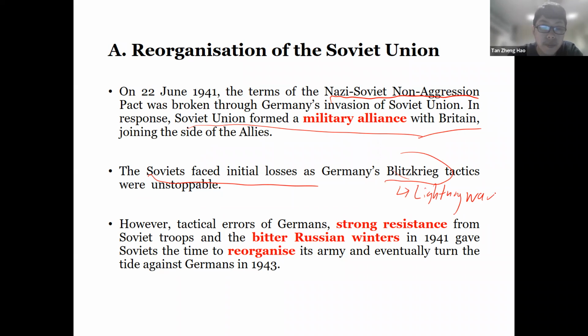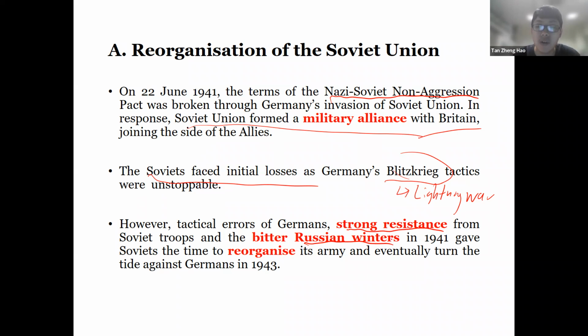Although Germany wanted to attack fast and furious, Russia was a very big country and proved to have very strong resistance. The land was very big. You cannot blitz your way through so much land. It was too big, so you need to consolidate very slowly. The Russian winter also helped because it was so cold. When it's so cold, you can imagine it's very painful to fight a war.